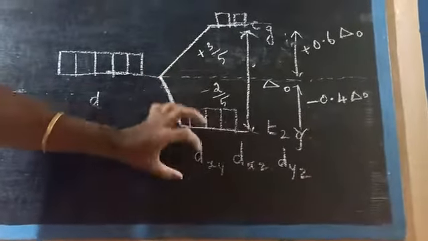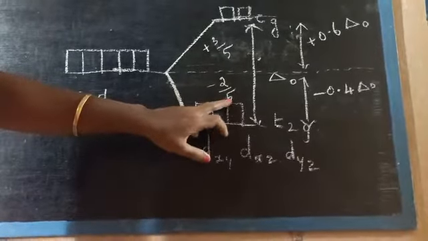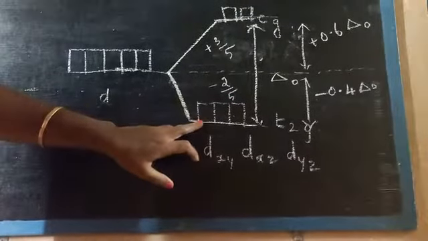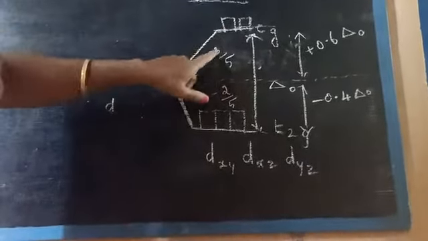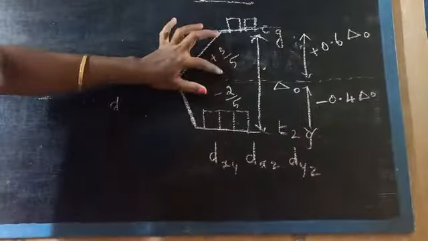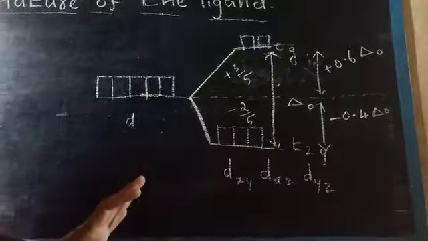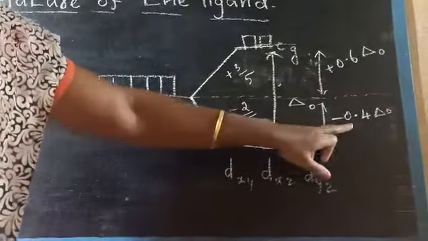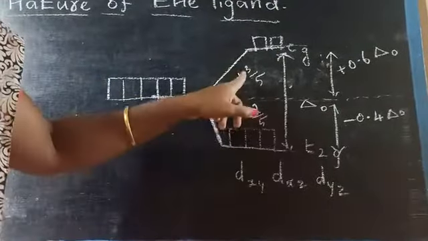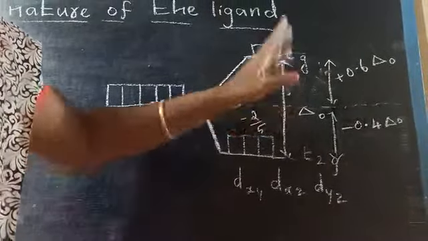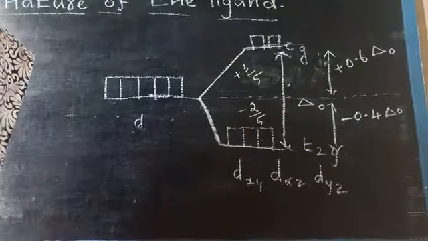Now the energy difference. Total degenerate orbitals are 5. Here it is filled 3, so remaining 2, so 2. Same way here 2, remaining 3. Here energy level increases, so positive. Here energy level decreases, so minus. 2 by 5 is equal to 0.4, and here the minus symbol, so minus 0.4. Same way here plus 3 by 5, 0.6. This delta 0 denotes the crystal field splitting energy.